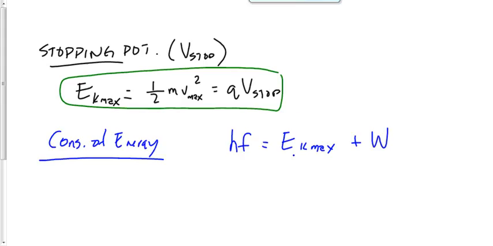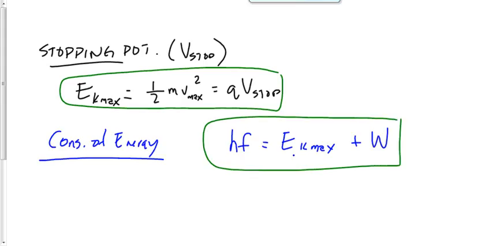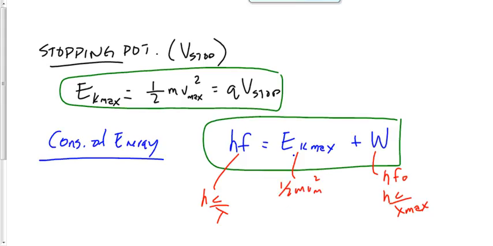The reason that that's such a big, important equation is because we end up using that so often as a result of being able to replace hf with hc over lambda, W with hf0 or hc over lambda max, and replacing, at least the possibility of replacing EK max with 1/2 mv squared or QV stop.